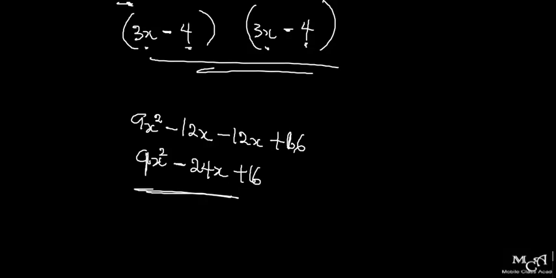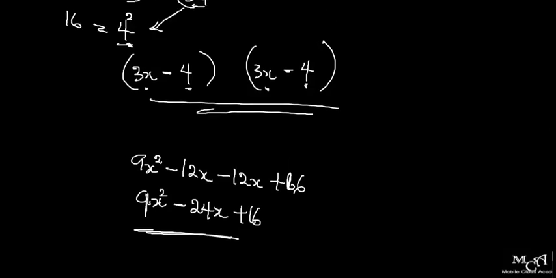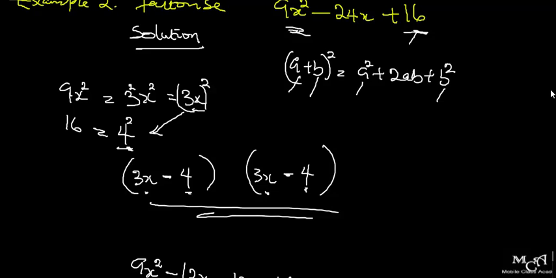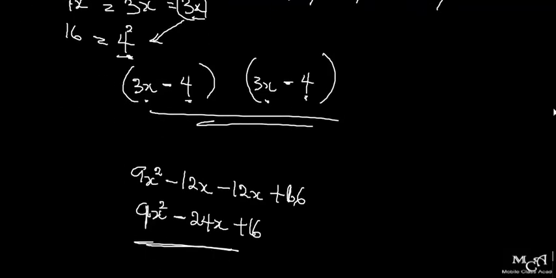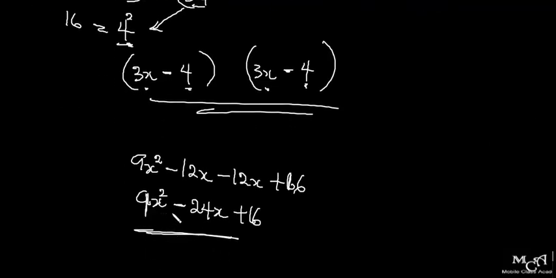Let's check the equation we are given. What is it? 9x squared minus 24x plus 16. And we have 9x squared minus 24x plus 16. So our equation is right.